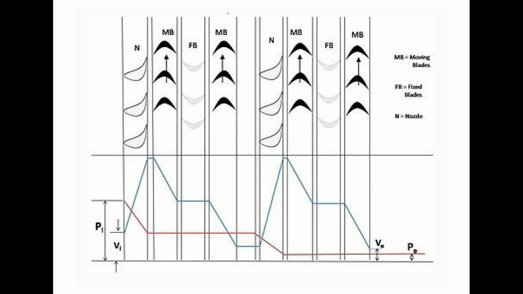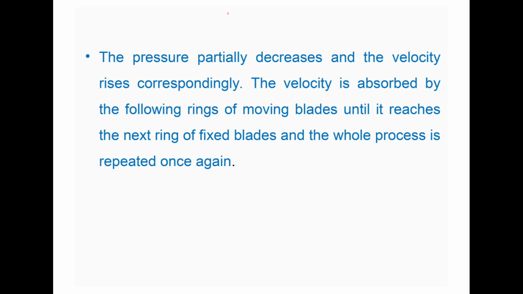Here you can see the pressure versus velocity at the inlet and outlet in the figure. At the initial stage the pressure is higher, after that it drops and is maintained at a constant level, and then the velocity initially increases, then drops down, and then increases again at the second stage. And this is the overview. The velocity is absorbed by the following ring of moving blades until it reaches the next ring of fixed blades, and the whole process is repeated once again.